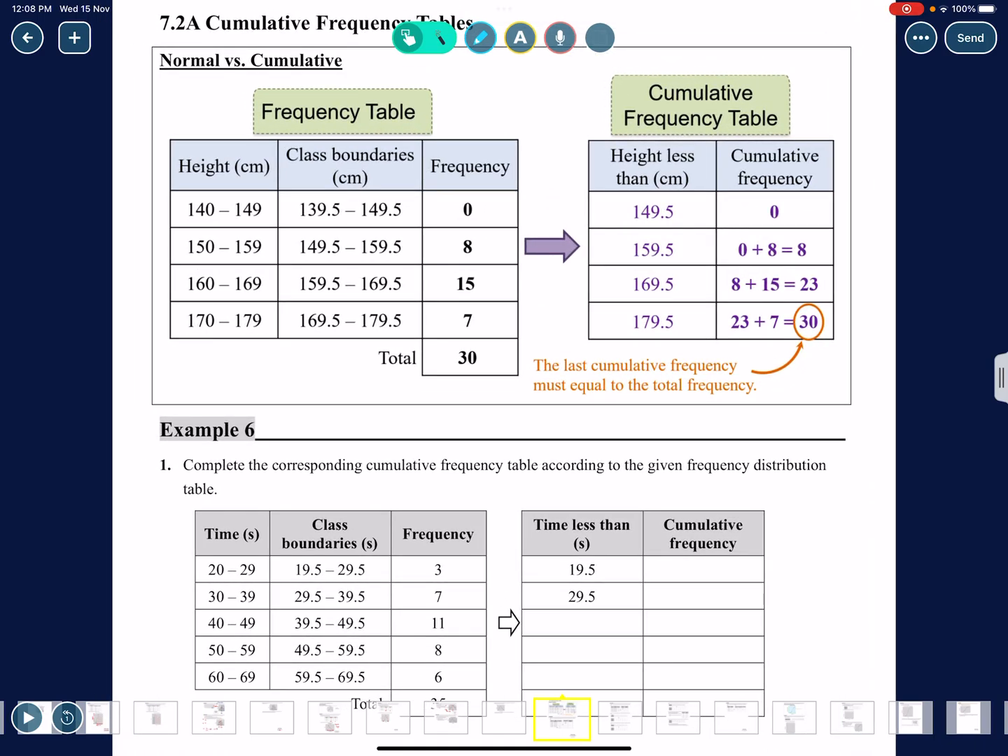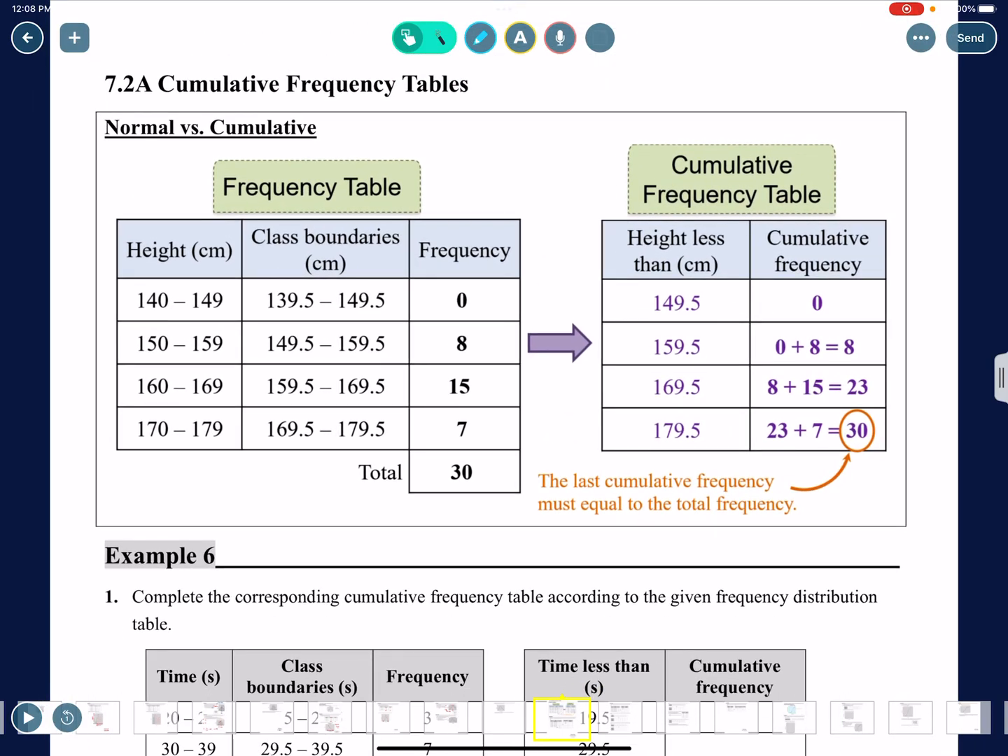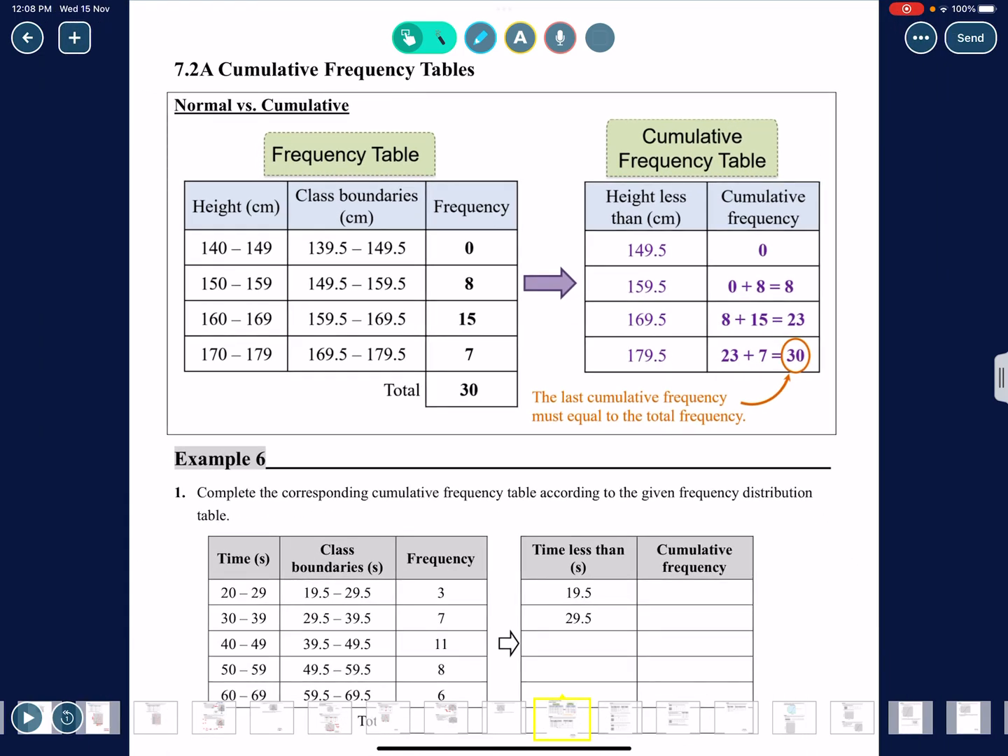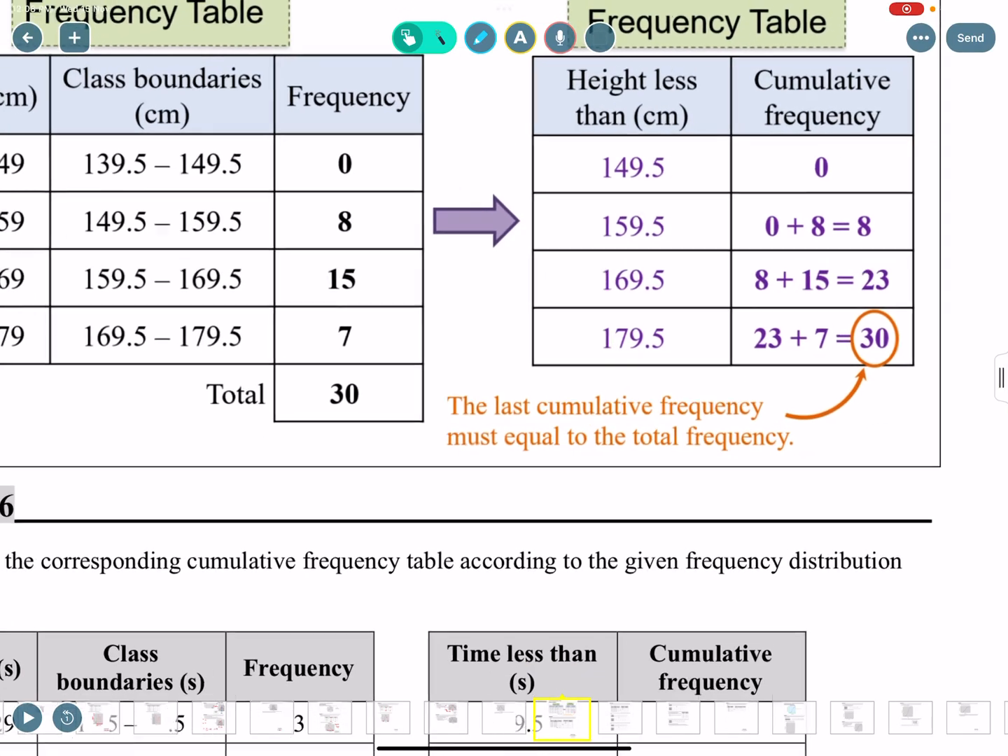So the topic is going to be cumulative frequency tables. Some of you, actually me as well, will pronounce it differently. I think the right way is cumulative. Sounds weird though. I go with my own pronunciation.